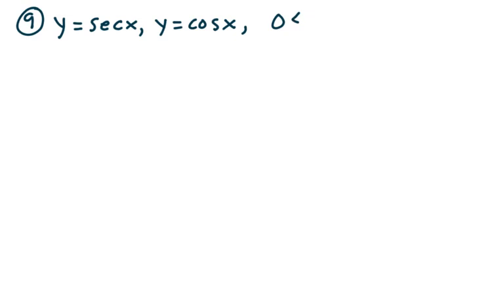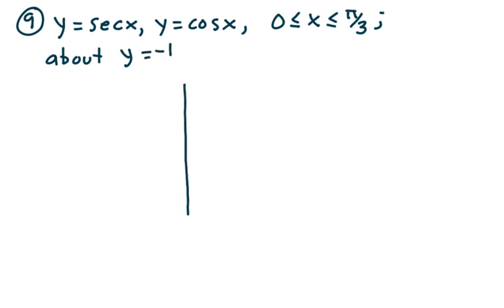Let's take a look at problem number 9. Suppose y equals secant x, y equals cosine x, and x is between 0 and pi over 3. And we're going to rotate this region about y equals negative 1.